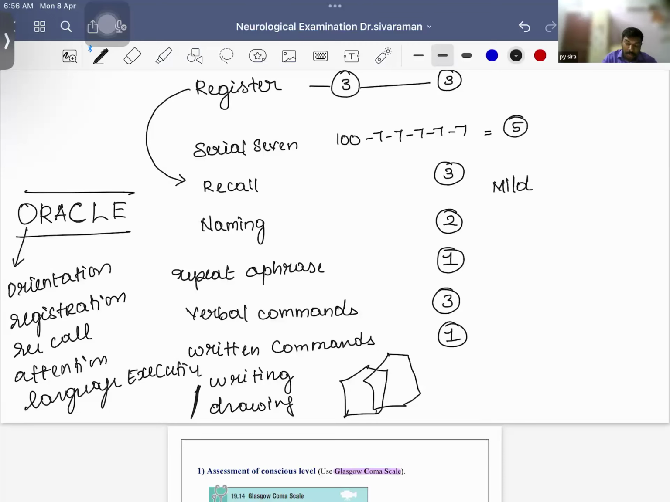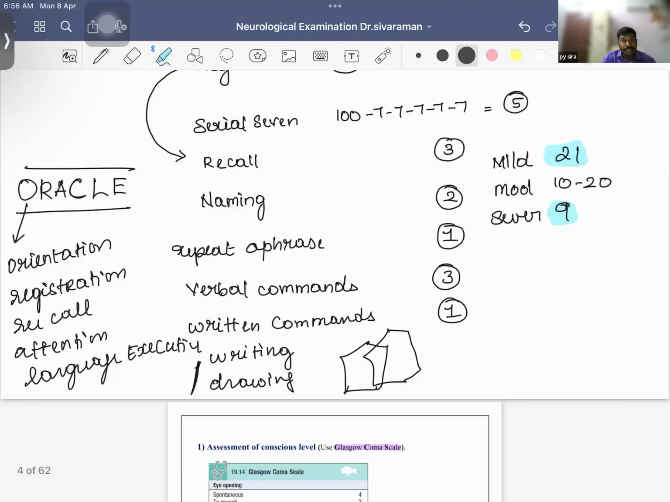Okay, so mild cognitive impairment, moderate cognitive impairment, severe cognitive impairment. The scores are 21 and above, 9, and 10 to 20. Okay, what you need to remember is 21. That is going to be mild; severe is less than 9; and moderate is 10 to 20. Okay, 10 to 20. This is very, very important.